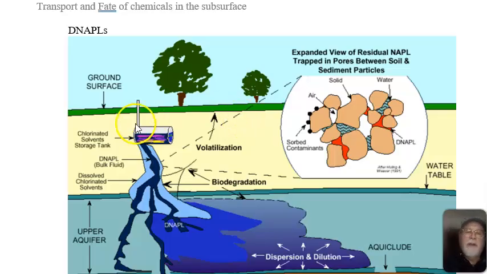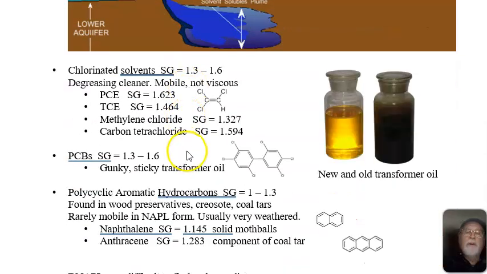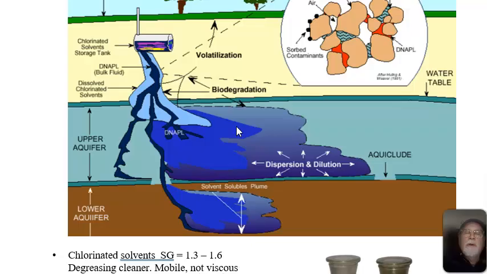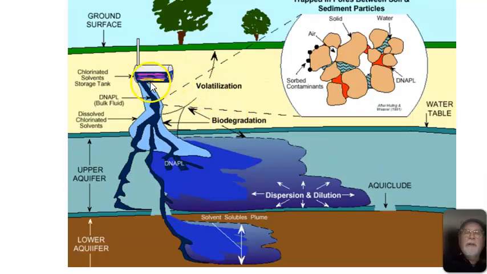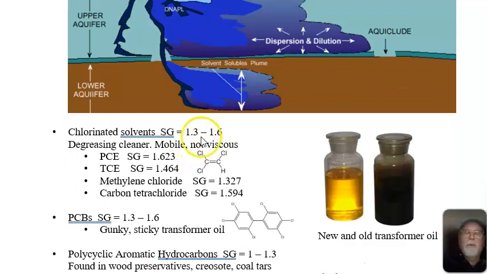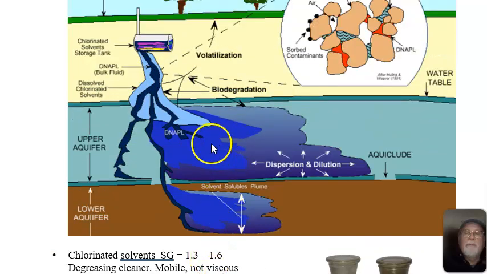So the DNAPLs head down. If you have a fuel spill, and I'll get ahead of things here, chlorinated solvents is usually what we're talking about. PCE, which is also tetrachloroethylene, that's dry cleaner fluid. TCE is a degreaser. Methylene chloride and carbon tetrachloride are chlorinated solvents that are used a lot. So you have a storage tank of those that leaks out. It hits the water table and then it just keeps going because it sinks. It's a sinker. It's more dense than water. These are 1.3 to 1.6 specific gravity.